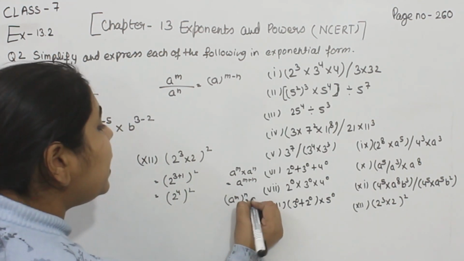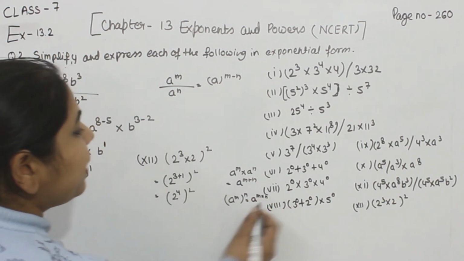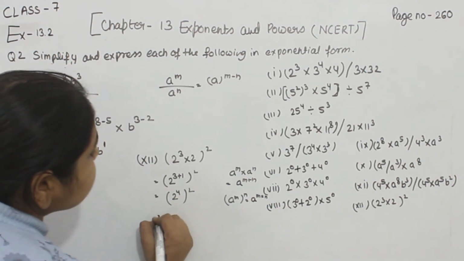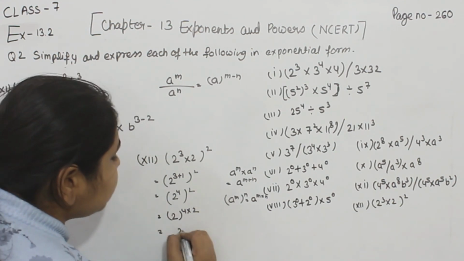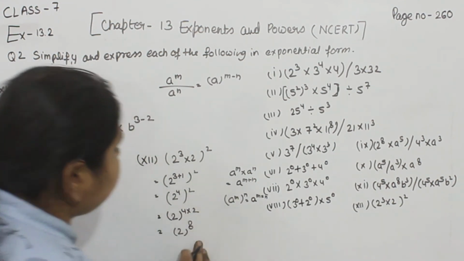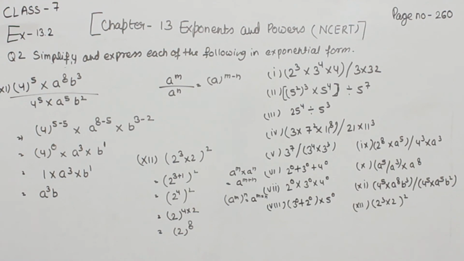then this will be a to the power m multiplied by n. So this will be this one. So now I am going to write here 2 to the power 4 multiplied by 2. So 2 to the power 4, 2 fours are 8. So the value for the part 12 is 2 to the power 8. With this one we have completed the part 12 and the question number 2. In the next video we are going to start with the question number 3.